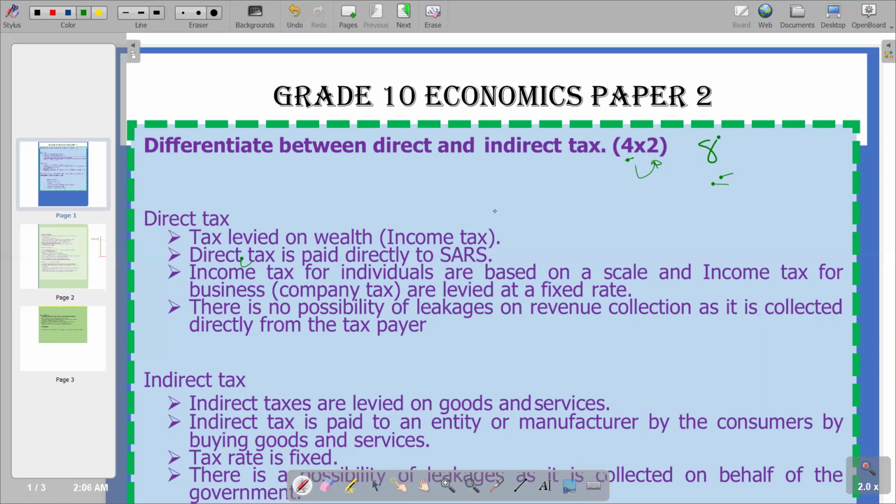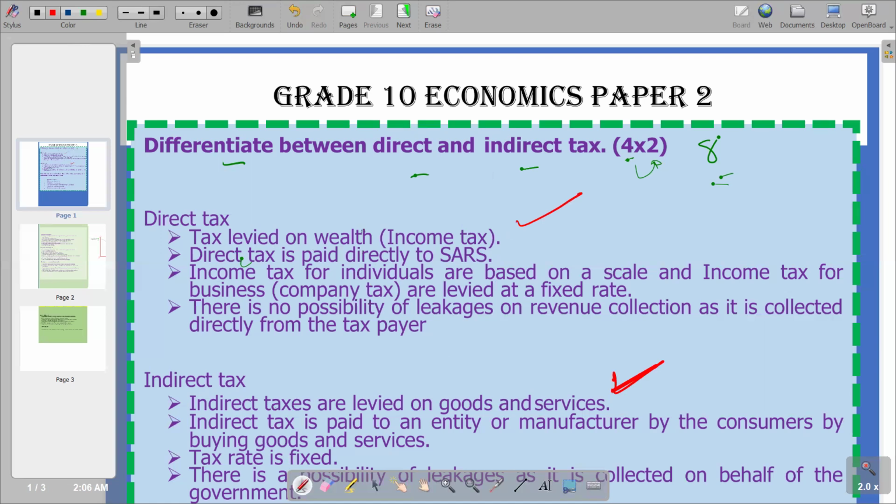So our question is asking us to come up with differences, as it says differentiate between direct and indirect tax. These are the differences. Under direct tax, tax is levied on wealth, for example income tax. Under indirect tax, taxes are levied on goods and services. So this is the first difference between direct and indirect.